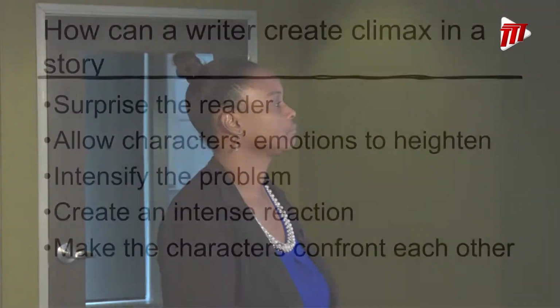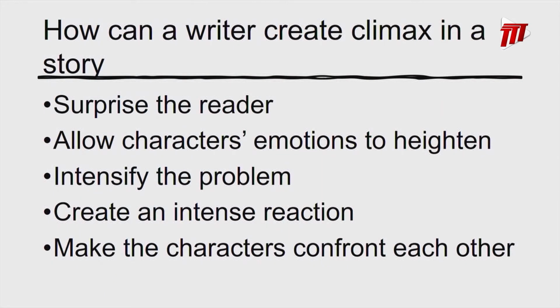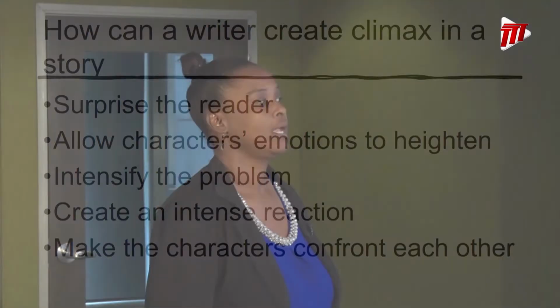How can a writer create climax in a story? Firstly, surprise your reader. Then, allow characters' emotions to heighten. Intensify the problem. Create an intense reaction. Make the characters confront each other. I must also insist that you pay attention to this element, because most children forget to put in this element in their story. And of course, it makes you lose a mark.